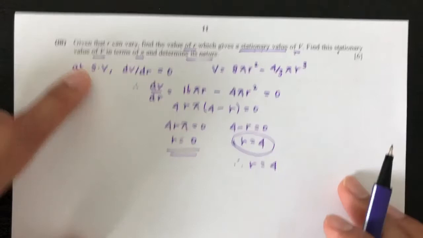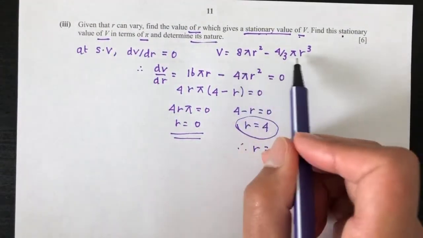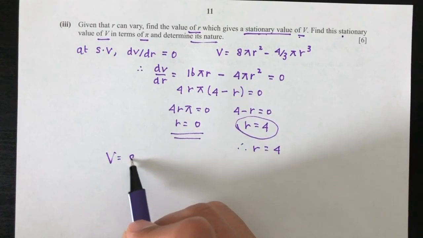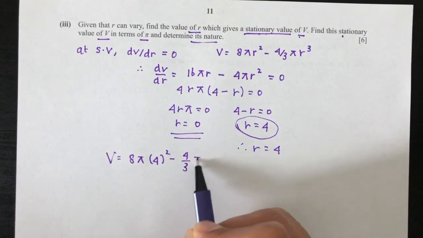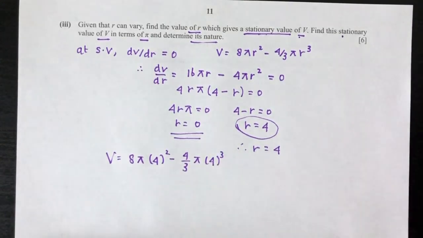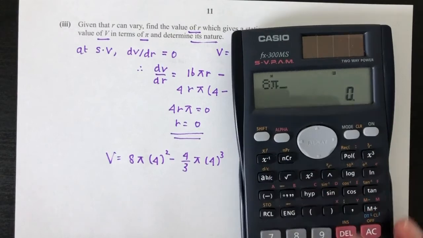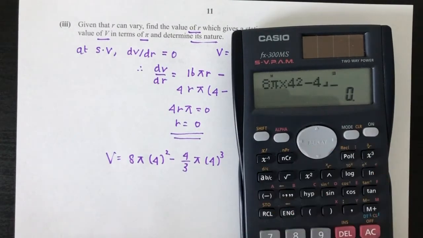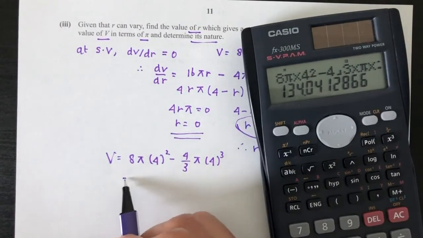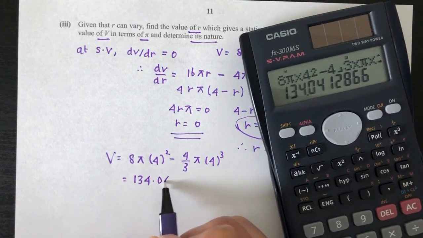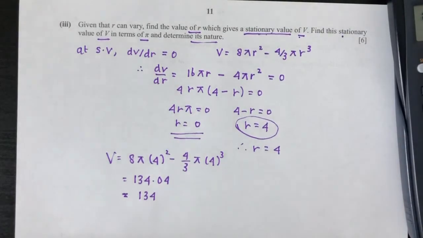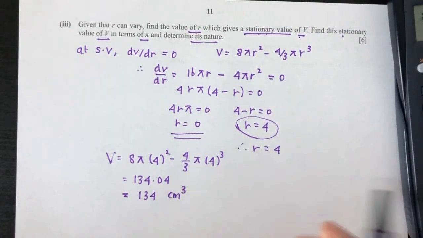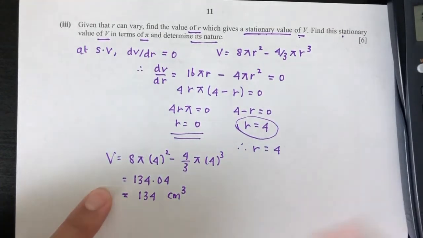Now find the value. So basically we have to replace this value of r back in the equation. So v is equal to 8 pi times 4 square minus 4 over 3 times pi times 4 cube. So let's find that value. 8 pi times 4 square minus 4 over 3 times pi times 4 power 3. That should be 134.04. So correct to 3SF, that will be 134. The unit is centimeter cube. That is your value of v for this stationary value.